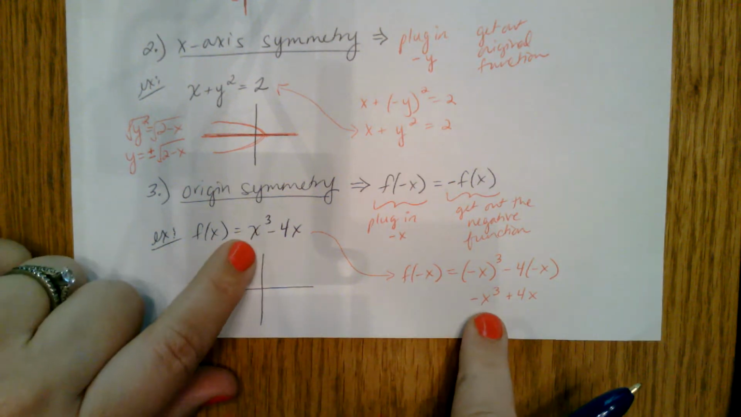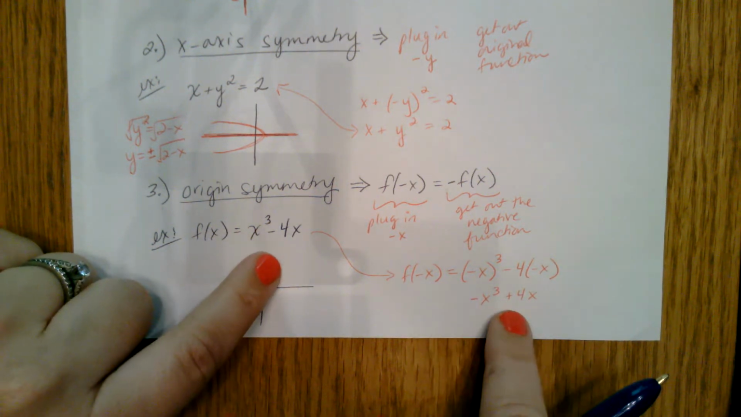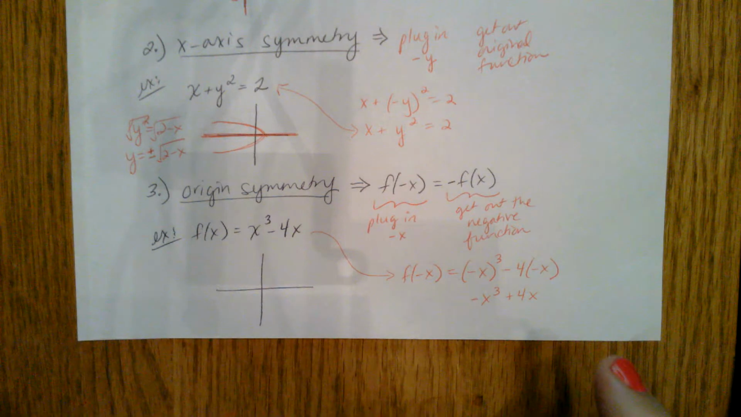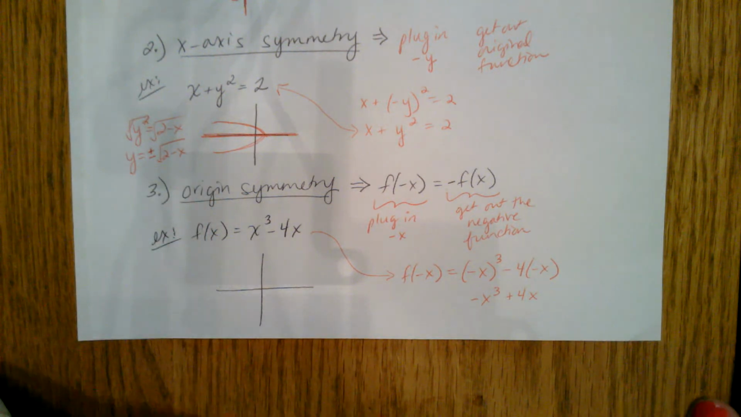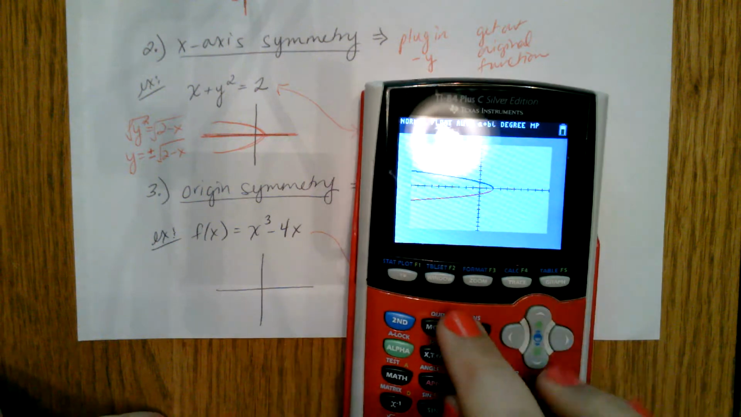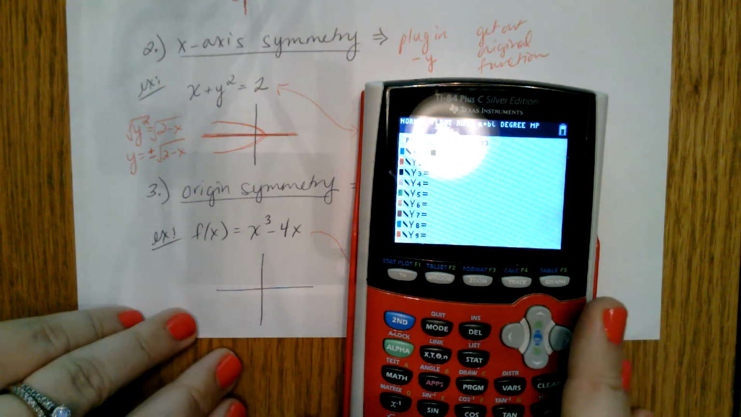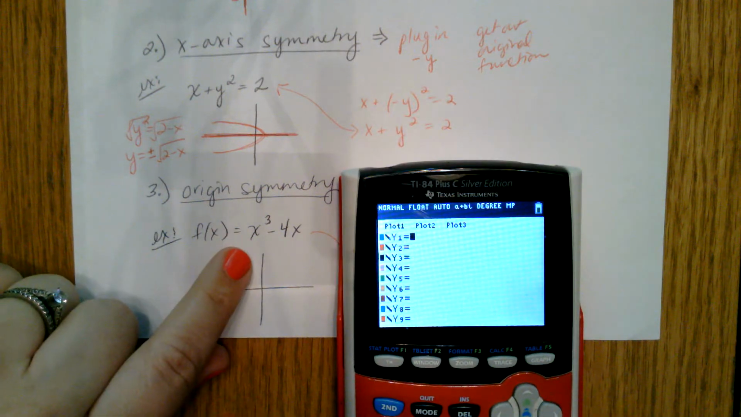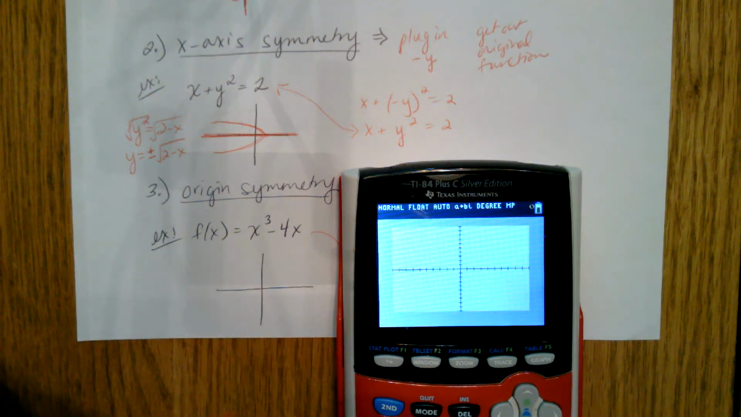So now let's compare these two. These are opposite signs. Both of them are opposite signs. So that means we got out the opposite of the original function. So it must have had origin symmetry. Now, what is origin symmetry? Let me just plot this for you in the calculator. x cubed minus 4x. Give my calculator a moment. Takes a while. There we go.